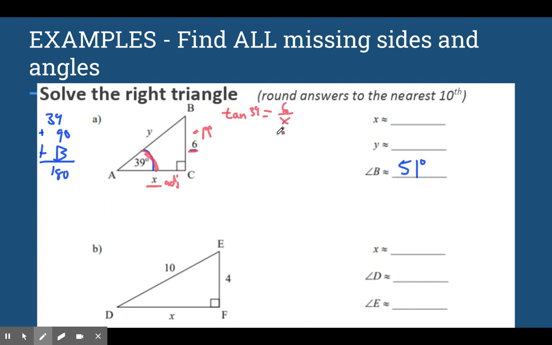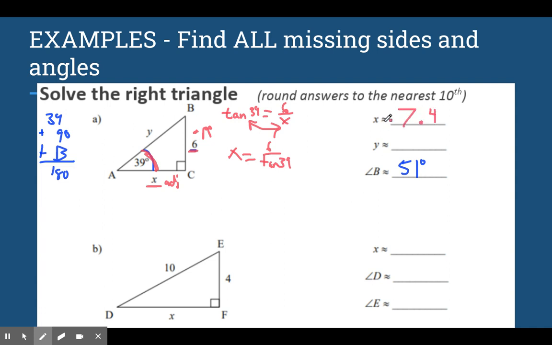Remember, x is on bottom, so that means the pattern is we switch and divide, which becomes x is equal to 6 divided by tangent 39. Right, you plug that into your calculator. Remember, if you're using the Google calculator, make sure you're in the degree setting. I'm using my handheld calculator. You can't see it, but I'm typing in 6 divided by tangent 39, and that comes out to 7.4. So that means the side length of x is 7.4.